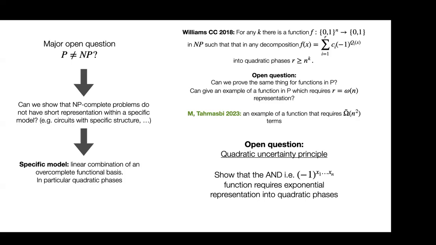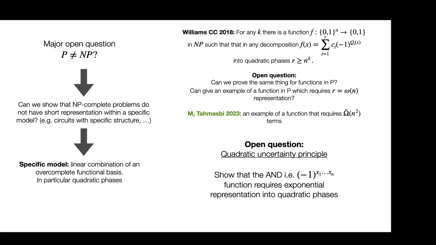So particularly, there's a work by Williams from CCC 2018. Sorry, there's a C missing there. He shows that for any k, there is a function f in NP such that it requires n to the k terms in any decomposition into quadratic functions. And one question we can ask is, can you show similar results for P? Can you give an example of a function in P that needs better than, let's say, a linear lower bound? Because I think that work shows a linear lower bound for functions in P.